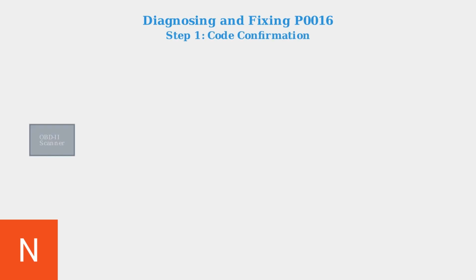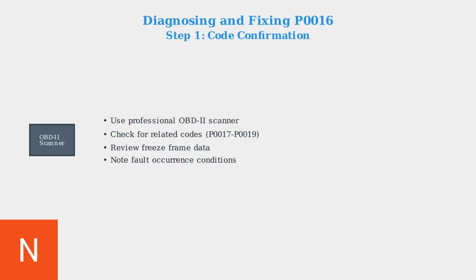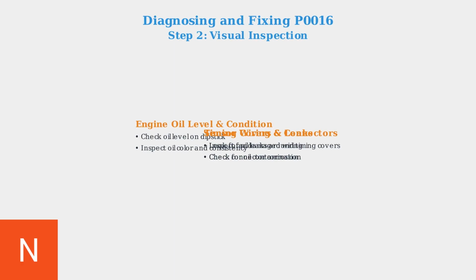Step 1. Confirm the P0016 code using a professional OBD2 scanner. Check for related codes like P0017, P0018, or P0019, and review freeze frame data to understand when the fault occurred. Step 2. Perform a thorough visual inspection. Check engine oil level and condition, inspect timing covers for oil leaks, and examine sensor wiring and connectors for damage or corrosion.